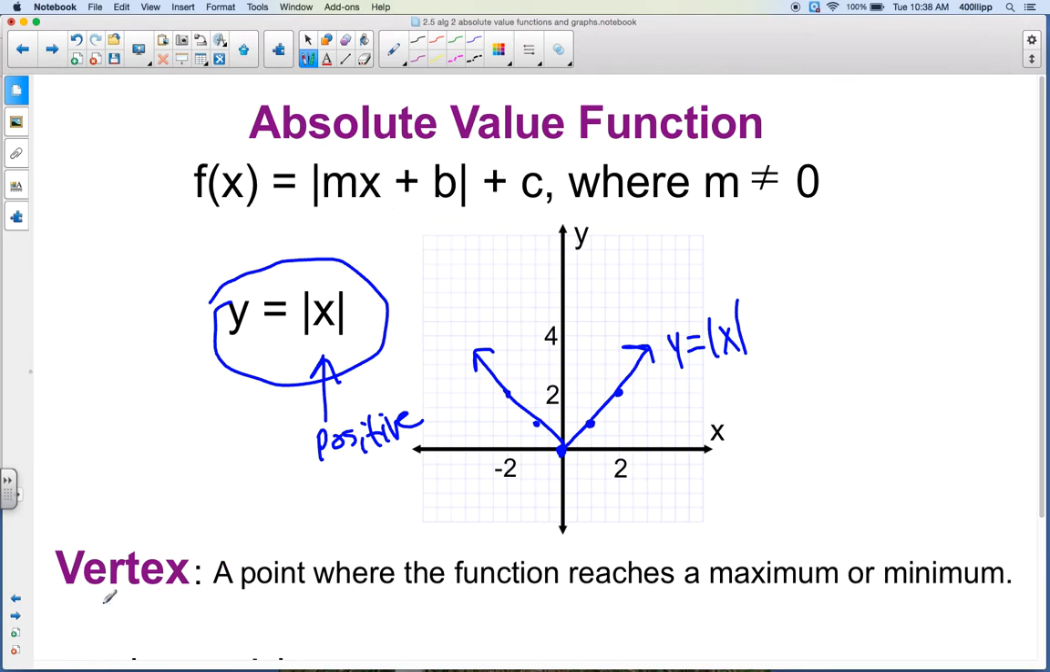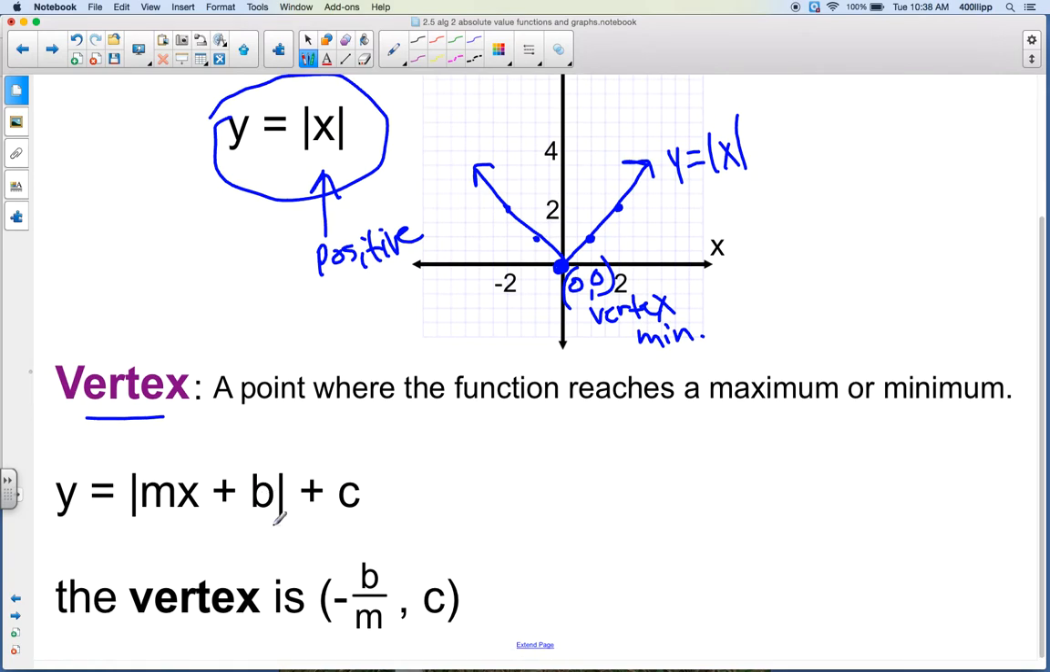So to find the vertex, we know the vertex is a point where the function reaches the max or the min. So in this case, this is our vertex, which is at 0, 0, and it is the minimum of this graph because it's the lowest point on this graph. Okay, so to find the vertex of other graphs, we're going to use this equation here. The vertex is equal to -b over m comma c. So we're going to plug in values for this and find what the vertex is equal to.